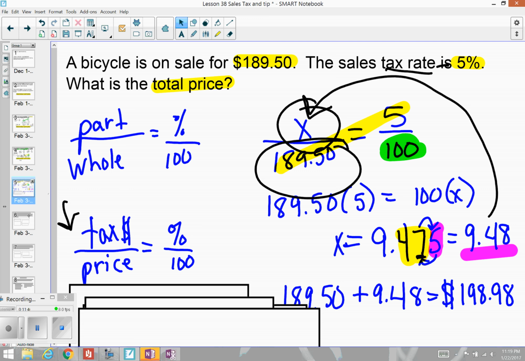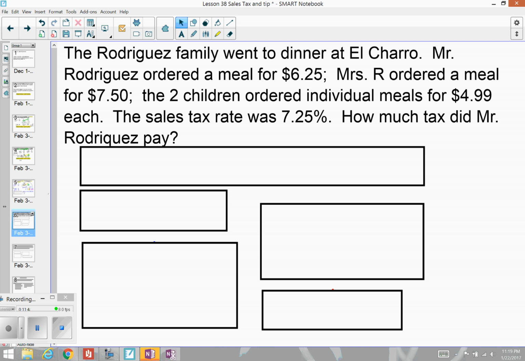Great. In our next example, the Rodriguez family went to dinner at El Charro. I love that place. Mr. Rodriguez ordered a meal for $6.25. Mrs. R, an abbreviation for Rodriguez, ordered a meal for $7.50, and their two children ordered their individual meals for $4.99 each. The sales tax rate was 7.25%.